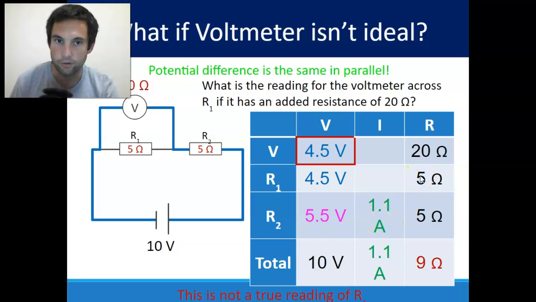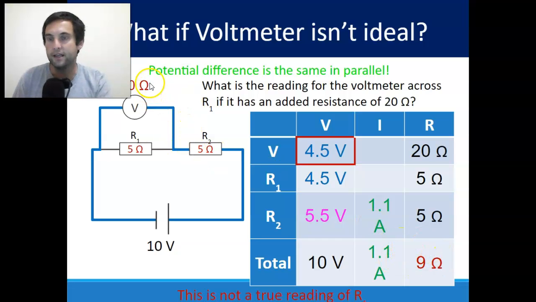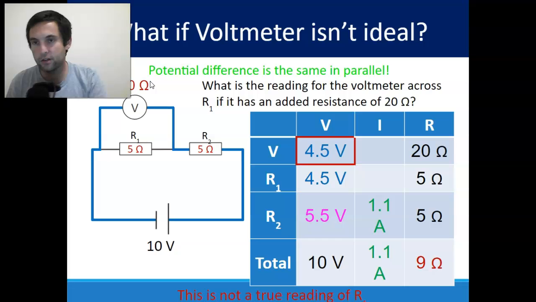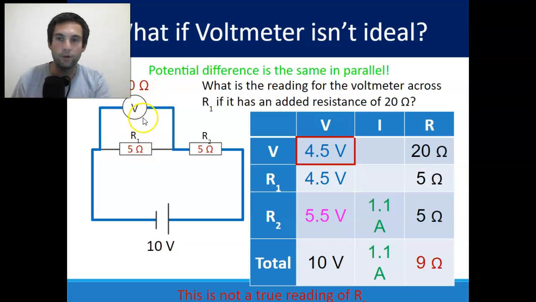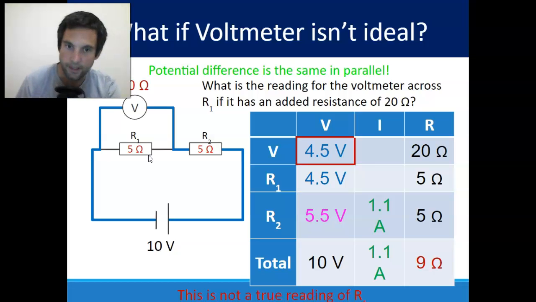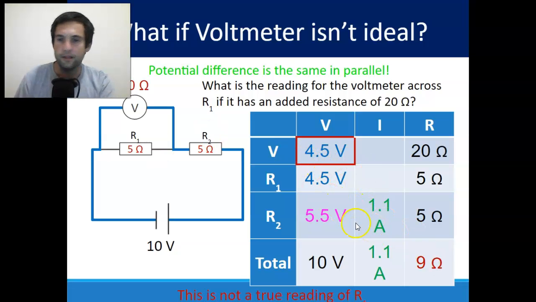This is not a true reading of the total resistance here. Because we've added this in as an extra resistor, we then have to combine it with R1, which is in parallel, so we're inverting, plus the inverse, and then taking the inverse of that, and we get 9 ohms.